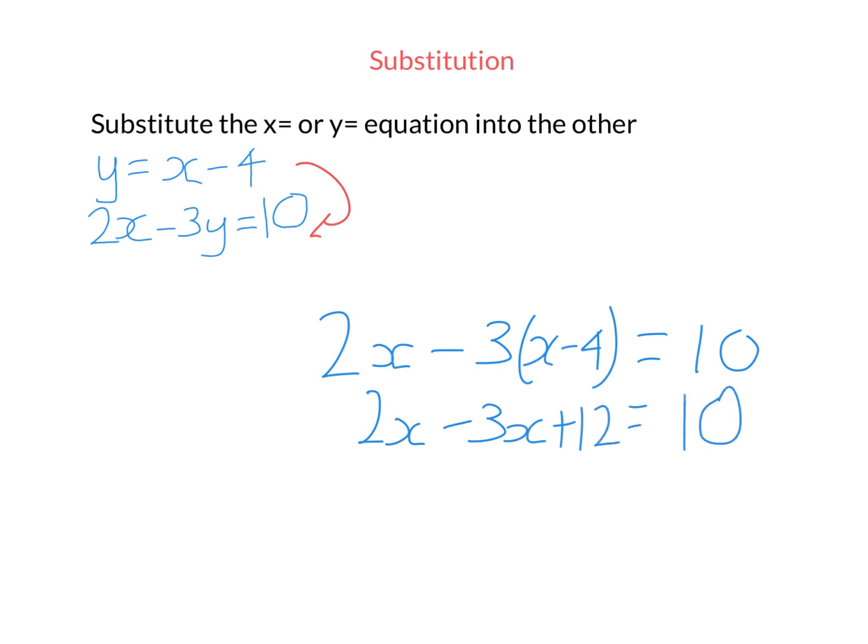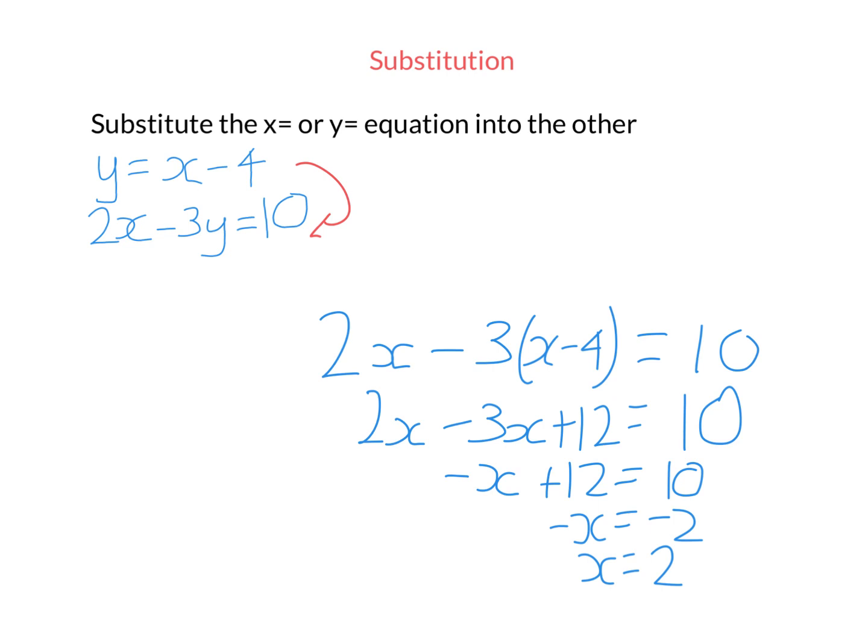Now we'll collect like terms. So 2x minus 3x is just negative x. So I've got negative x plus 12 equals 10. I'm going to subtract 12 from both sides. Now, if negative x equals negative 2, x is equal to positive 2. I can change the sign of this side as long as I change the sign of that side. What you do to one side of the equation, you must do to the other.